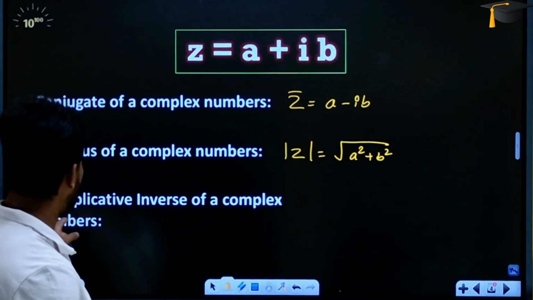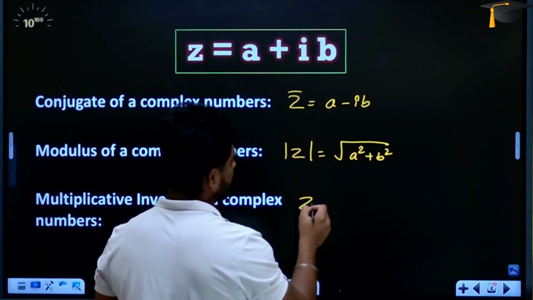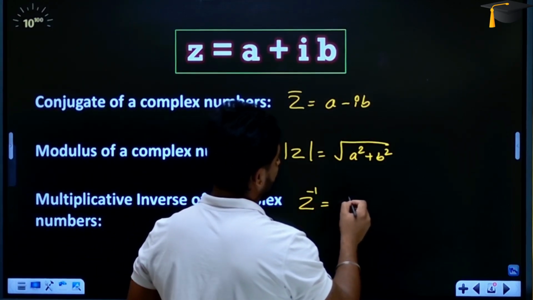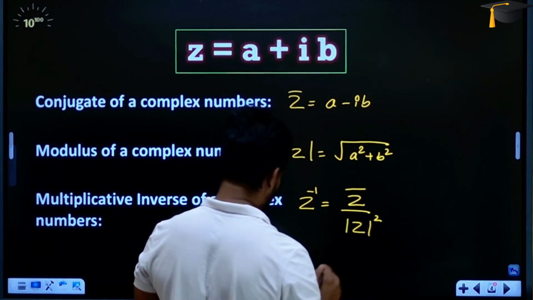And the last one is the multiplicative inverse of complex number. The multiplicative inverse of a complex number is z inverse. z inverse is equal to z bar divided by mod z the whole square. Mod z the whole square is the formula.